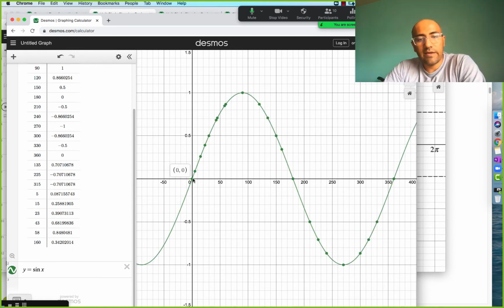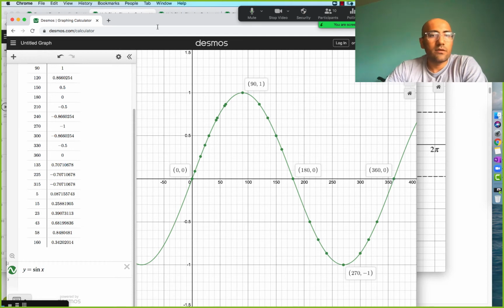So here's the sine graph. It starts off at 0 degrees, comes up and hits its maximum at 90 degrees. It hits 1, comes back down to 0 at 180 degrees, goes all the way down to negative 1 at 270 degrees, and then goes back up to 0 at 360 degrees.